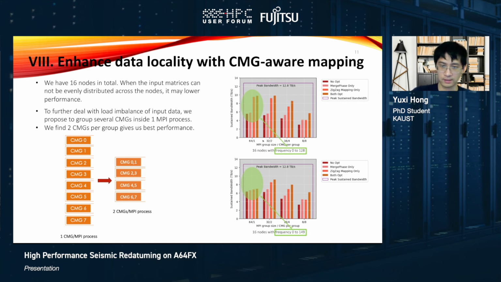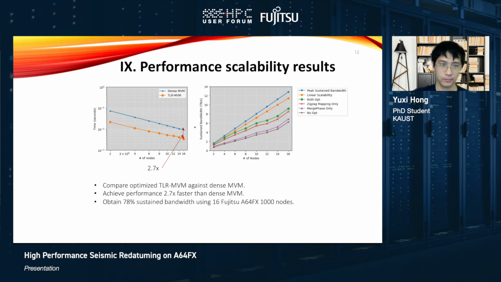So what we do is set up a dynamic scheme so that you can configure the core memory groups per MPI process, for example, 2. We try 1, 2, 4, and 8, four types of configuration. And then we find that two core memory groups per MPI process give us the best performance.